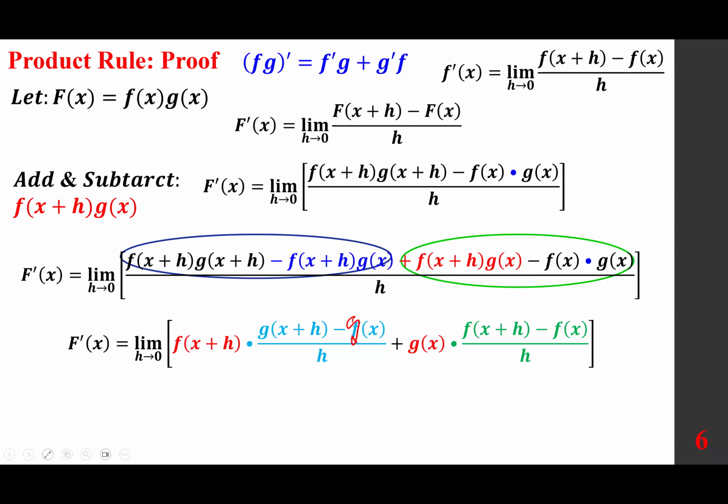Now, we are going to use the limit laws and apply the limit to the first piece, the limit of f of x plus h as h approaches 0. The second piece, the limit of g of x plus h minus g of x over h as h approaches 0. This one and this one, just using the limit laws.